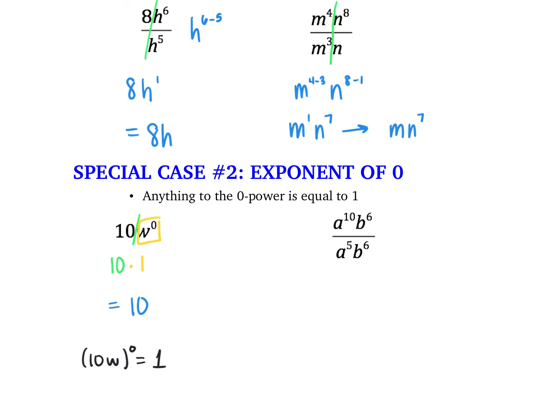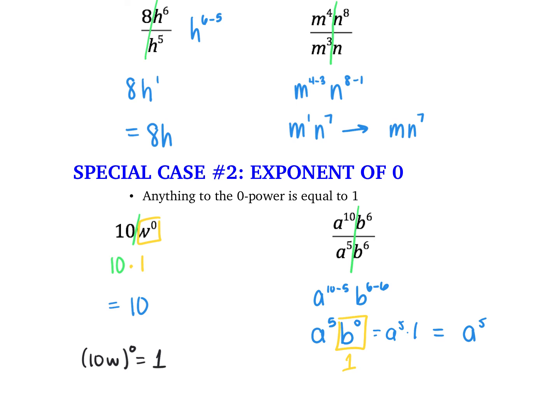If you look at the next one, there's two different bases. So again, I'm going to split them up. I would do a to the 10 minus 5 and b to the 6 minus 6. So a to the 10 minus 5 would give me a to the 5th. b to the 6 minus 6 would give me b to the 0. Just like this last problem, this piece is the same as 1. So a to the 5th times 1 is just a to the 5th.